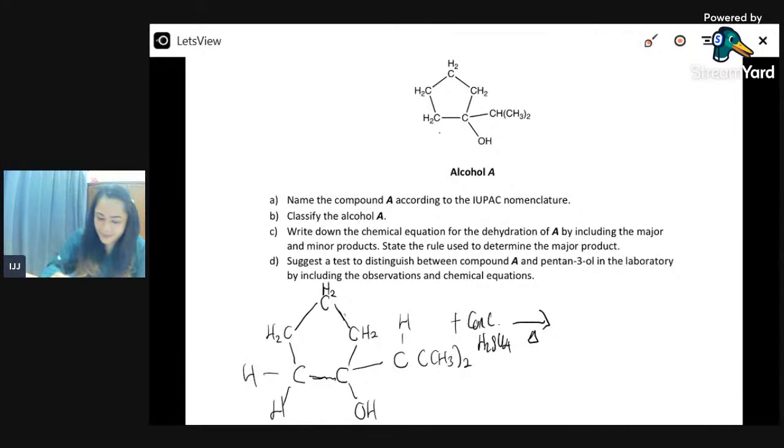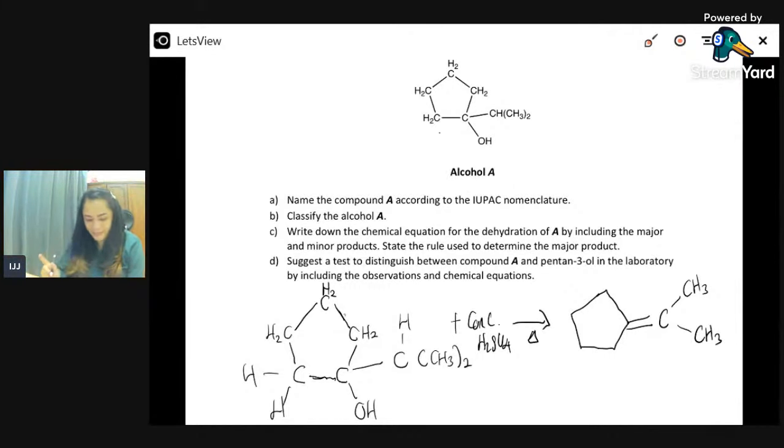Sekarang kita buang dari carbon ni. Dari carbon ni, okay, kita buang hydrogen ni, sebab kita buang OH sini, okay, ni kita buang hydrogen sini. So this is going to be your product. Sini, okay, you're going to get this. The double bond will be here. See? So ni madam tulis secara CH3. Okay, so that is what is going to be your double bond.